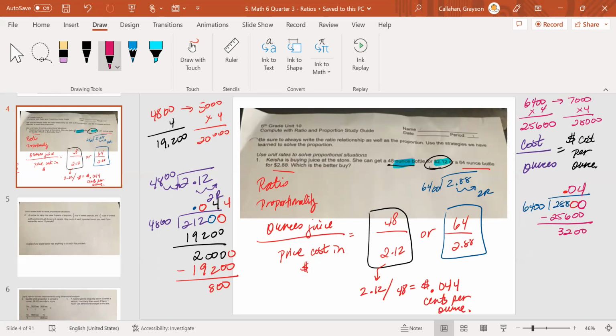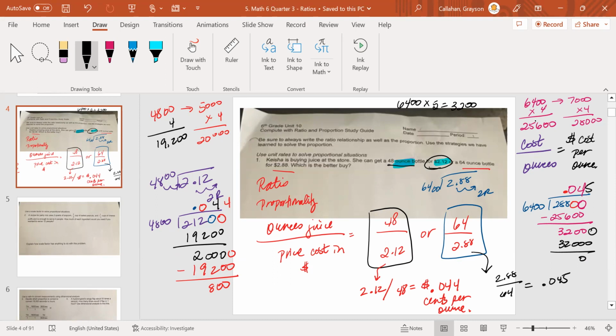Okay? Well, I forgot a 4 right there. Sorry, there's a 4 right there. And then I'm going to put another 0 down because it's not enough, which then is going to give me 64 times what gives me 32. I know that 6,400 times 5 is going to give me 32,000. If I put 5 right there, it's going to give me 32,000, which ends up a 0. So for this one, $2.88 divided by 64 ounces is 0.045 dollars per ounce.